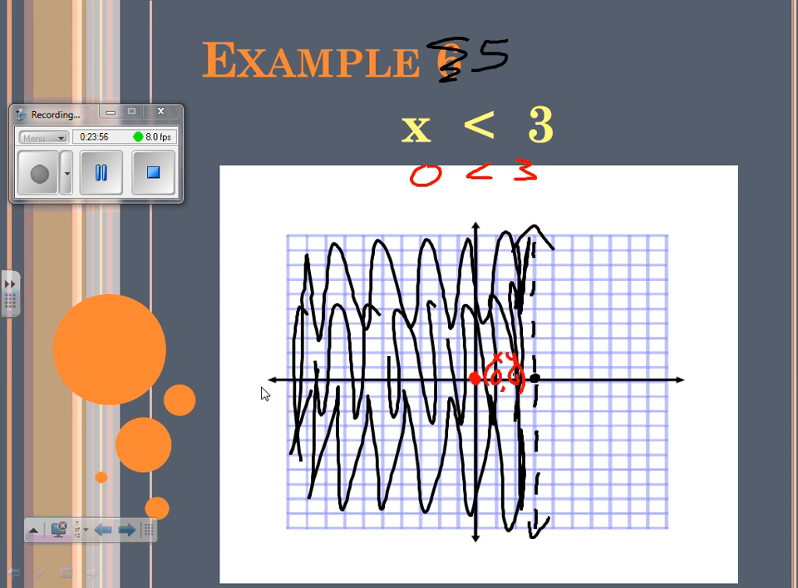Okay? If I asked you to plot points that would work, could I plot this point? No. Why not? Because it would be equal. The line makes it equal, and we don't want it to be equal. Okay? You want anything in the shade.